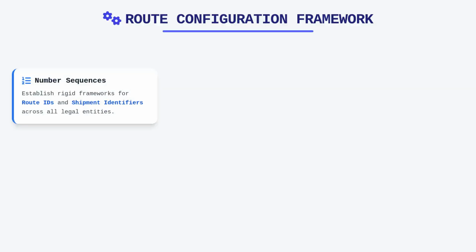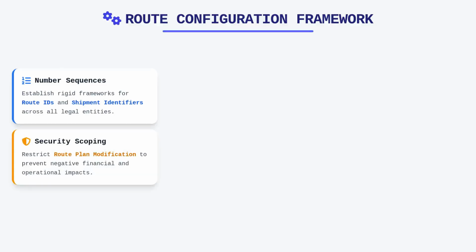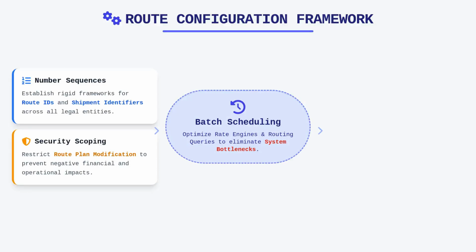The configuration of these elements requires rigorous attention to the underlying parameter framework. You must ensure that your number sequence frameworks are correctly established to handle the generation of route IDs and shipment identifiers across the legal entities involved. Security role assignments must be carefully scoped, as the ability to modify route plans directly affects downstream financial performance and operational efficiency. Furthermore, consider the scheduling of batch jobs responsible for processing rate engines and routing queries, as inefficient execution here can lead to significant bottlenecks.